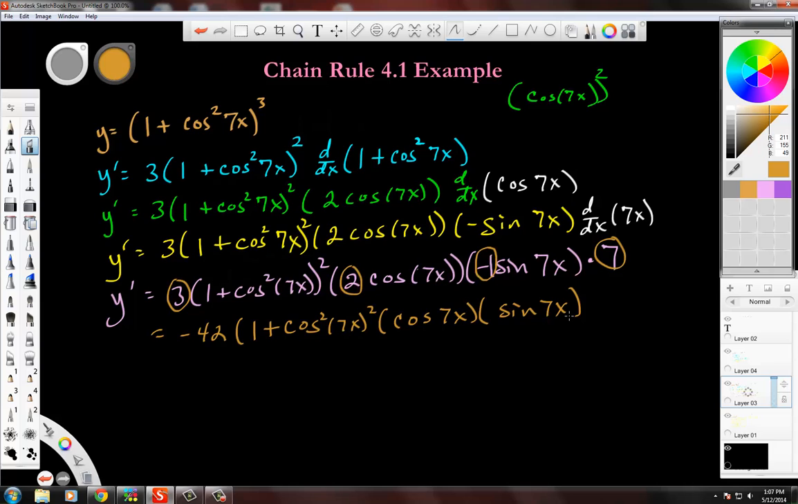And we'll just double check that to make sure we nailed that. And that is correct. So that's a great example of a multi-link chain rule problem.